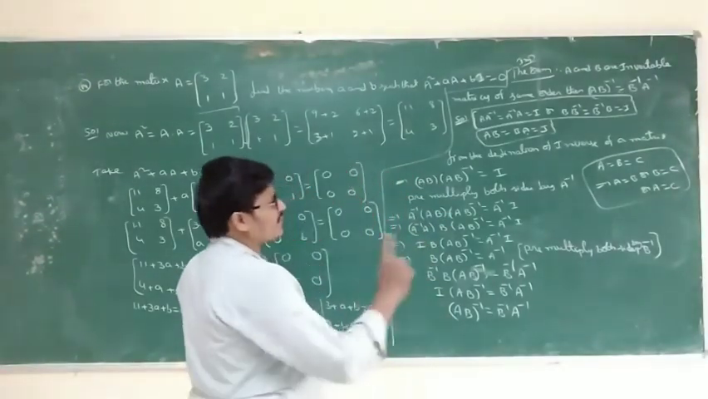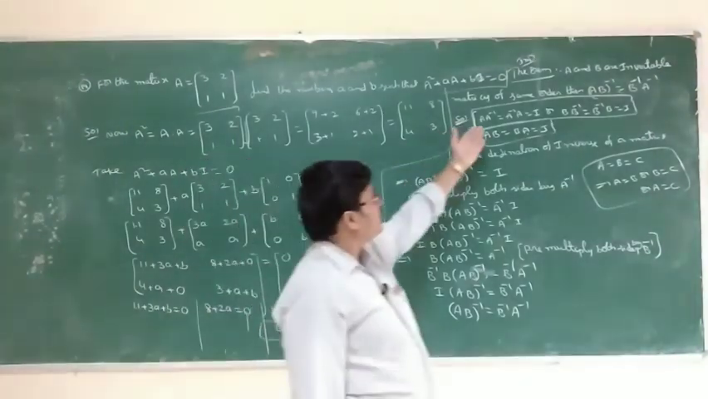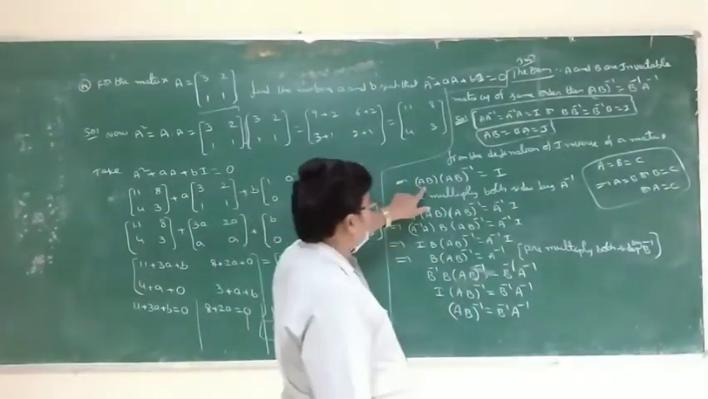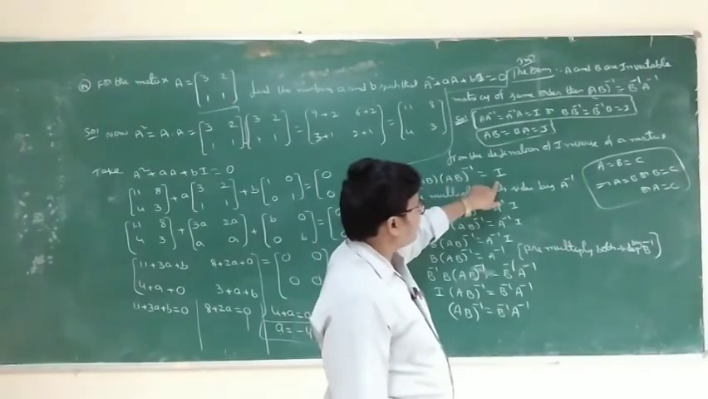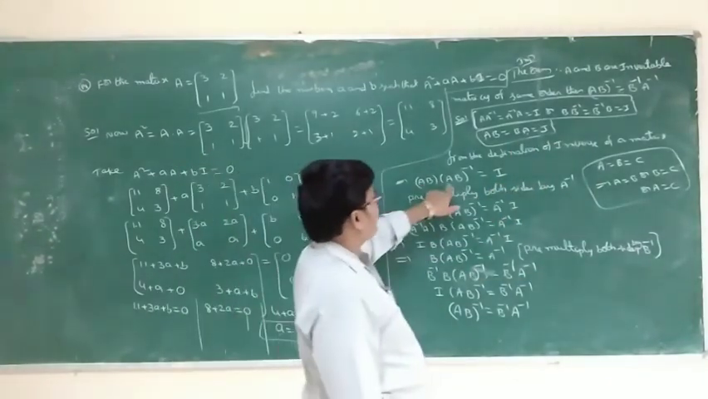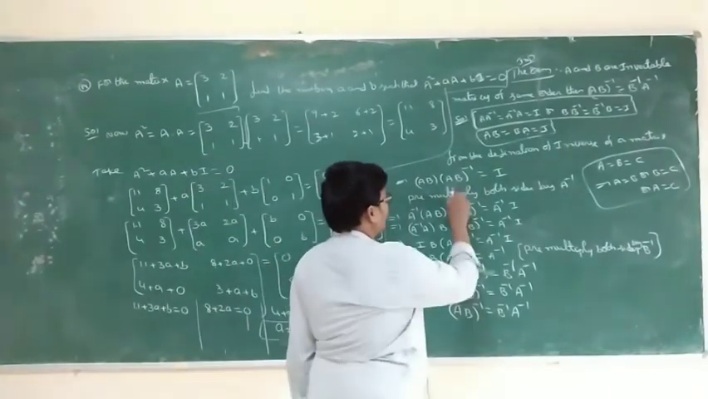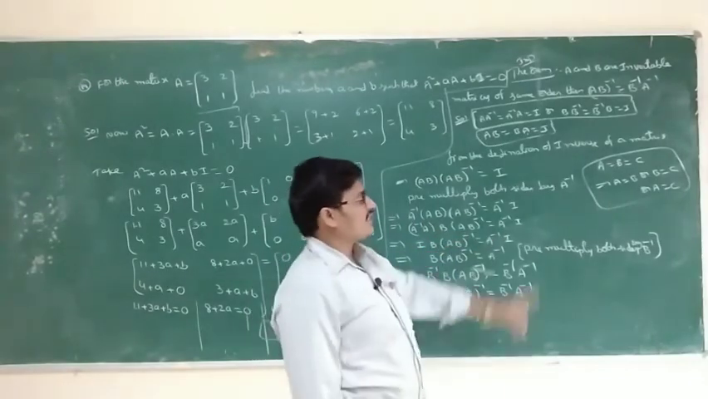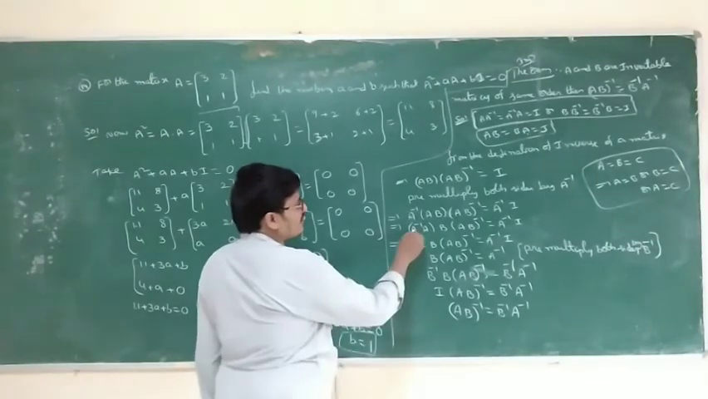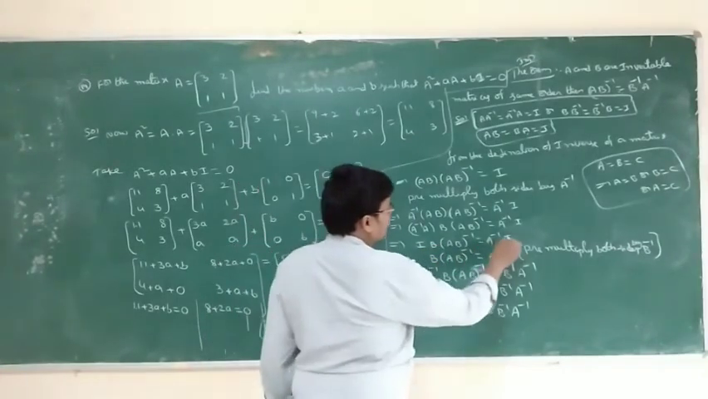AB is an invertible matrix. For example, A is invertible means A into A inverse is equal to A inverse into A is equal to I. So AB is an inverse matrix means AB into (AB) whole inverse is equal to I, which is equal to (AB) whole inverse into AB. First take the first part, AB into (AB) whole inverse is I. Pre-multiply both sides by A inverse. A inverse into A is equal to I, so I into B is equal to B, and A inverse into I is equal to A inverse.